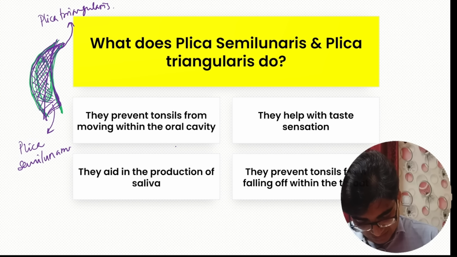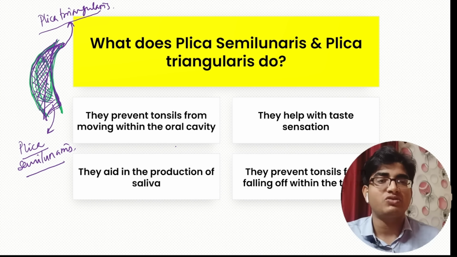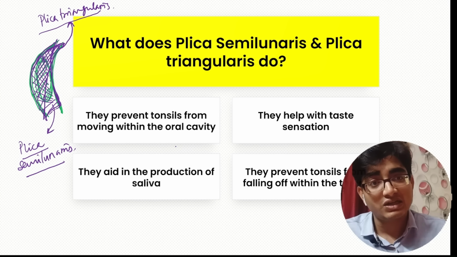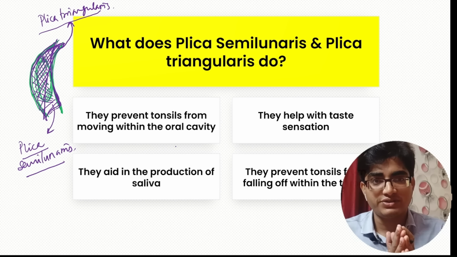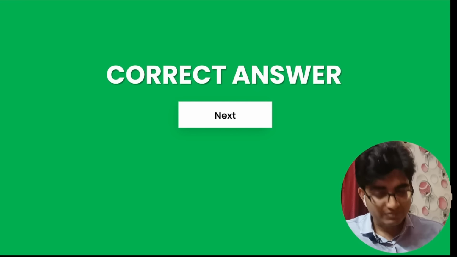Importantly, these two prevent the tonsils from falling down within the throat, within the oropharynx, correct? So they just strengthen the tonsil with the surrounding structures, correct? So the answer goes with D. That comes to the correct answer.